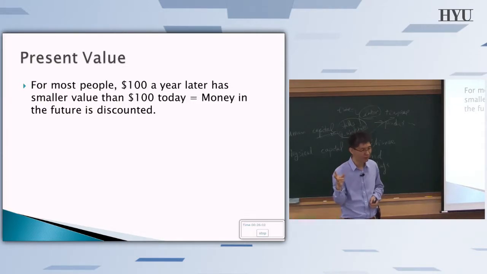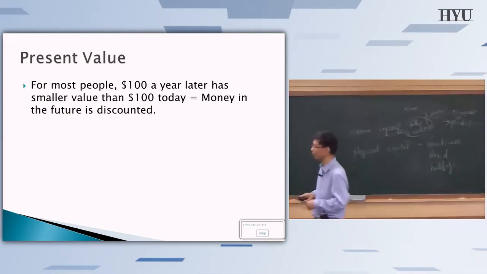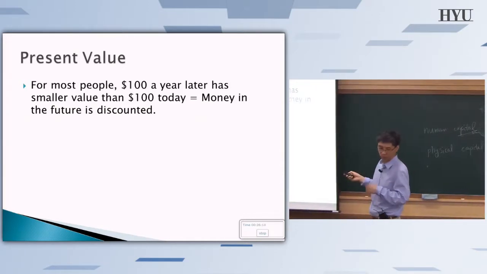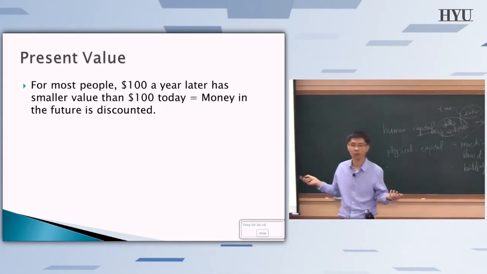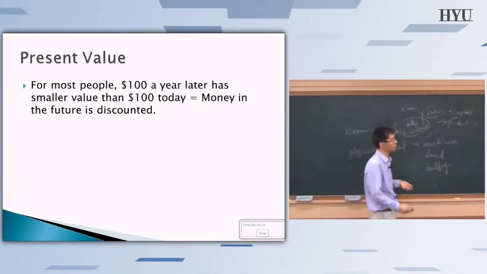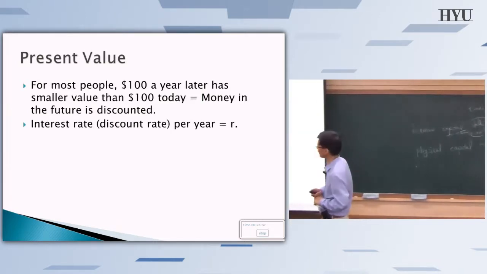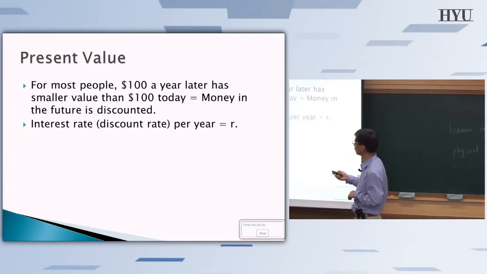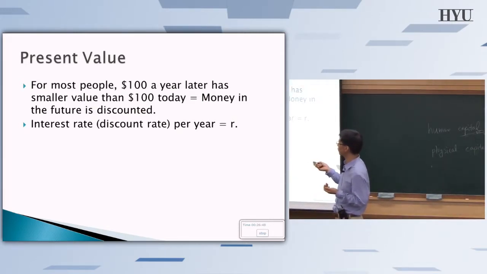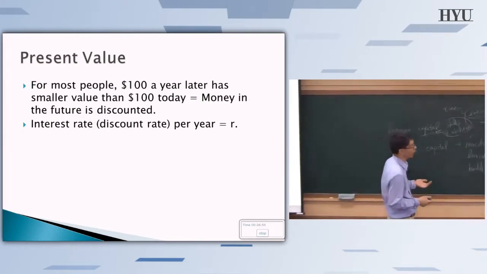Why? Because their values are different. Nominally, it looks the same, but their values are different. We have learned this in economics class over and over. So for most people, they like the money right now. It means that $100 a year later obviously has a smaller value than $100 today. We use the term discounting, so money in the future is discounted. And how do we discount it? That's what present value is for. So how do we do it? Let's assume that the interest rate per year is R, let's say 10% or 5% or whatever. Actually, we will mostly use the discount rate instead of the interest rate, but let's call it the interest rate for now. The interest rate is, let's say, R, like 5%.